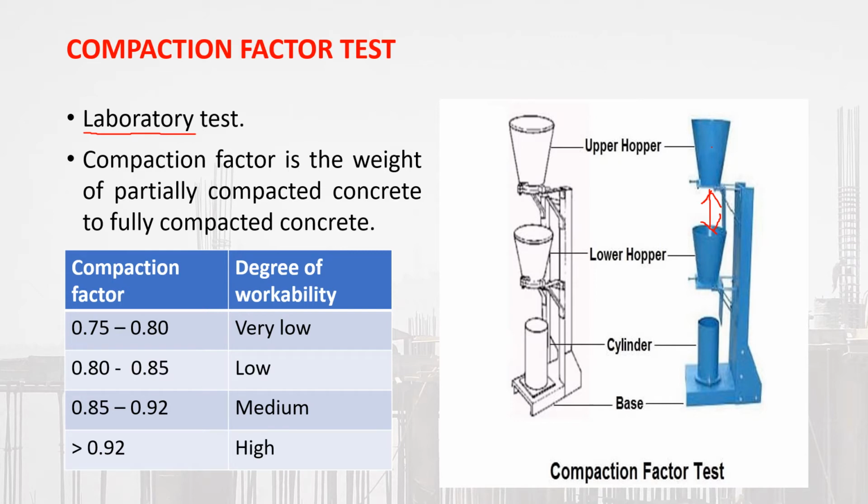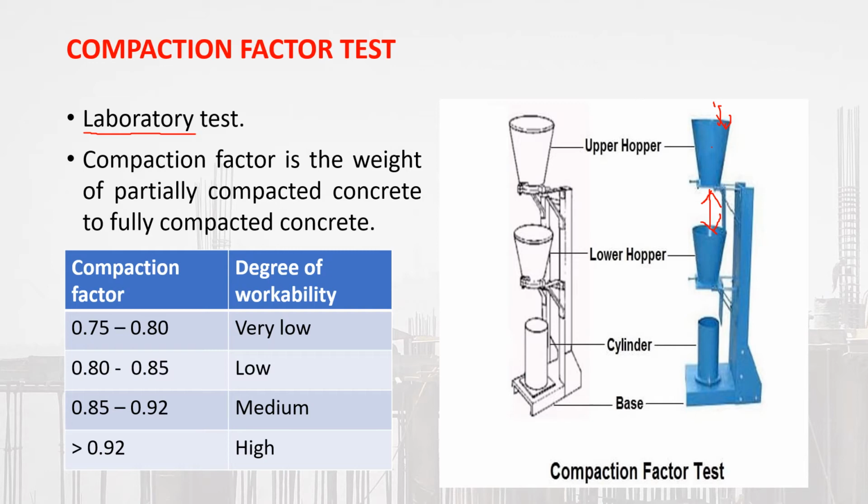First, concrete is mixed and put in the upper hopper, then the door is opened and it is made to fall to the lower hopper, and from the lower hopper it is made to fall into the cylinder, and the weight of the concrete is noted. This is the weight of partially compacted concrete. After that, the concrete is taken out and refilled into the cylinder and fully compacted. This weight is known as the weight of fully compacted concrete.